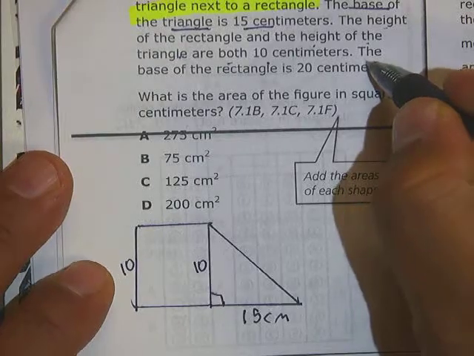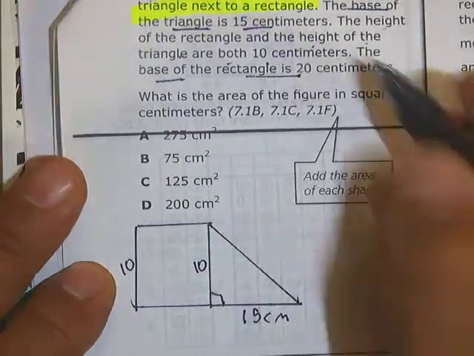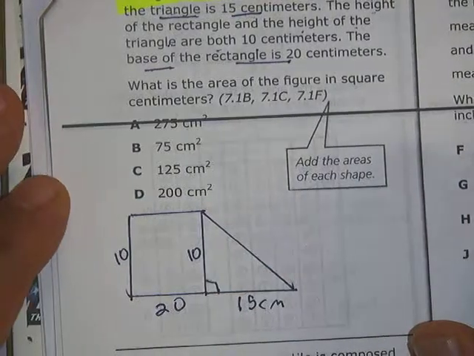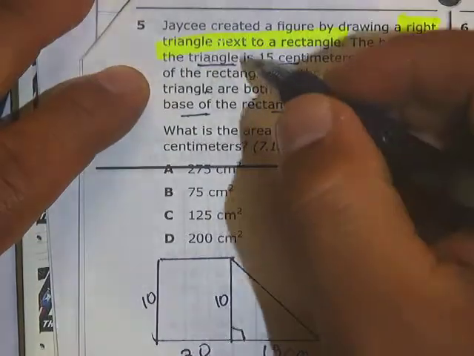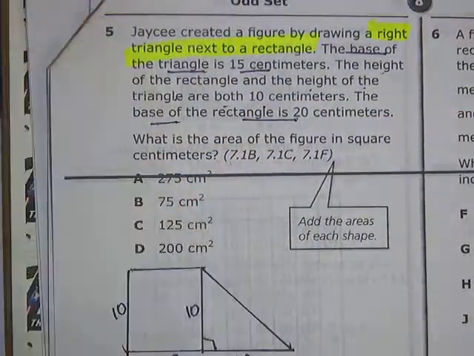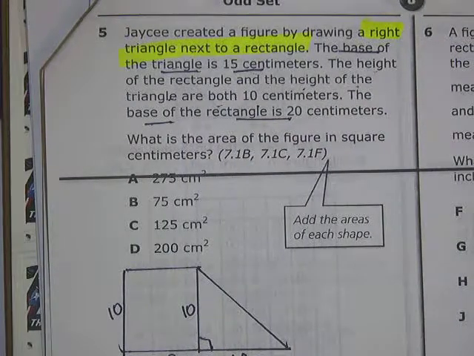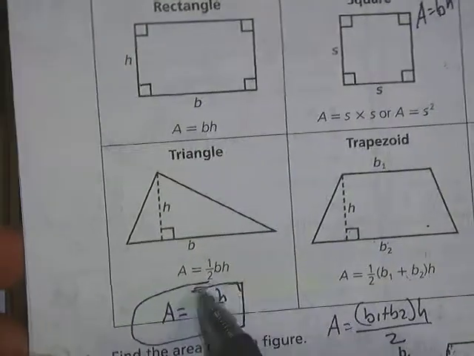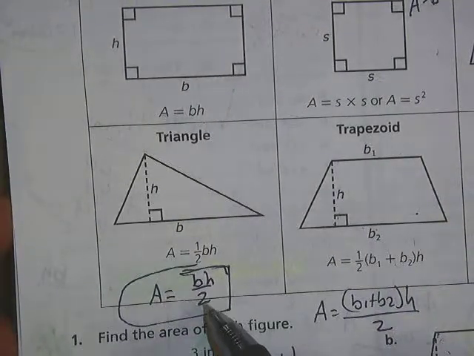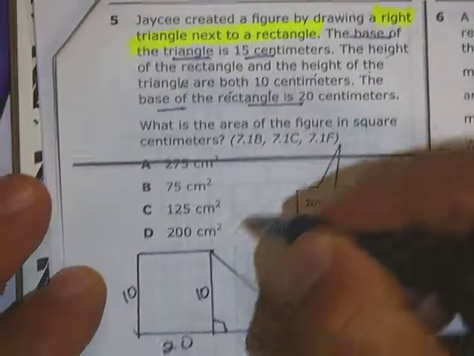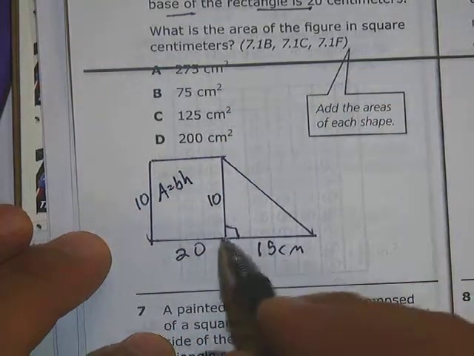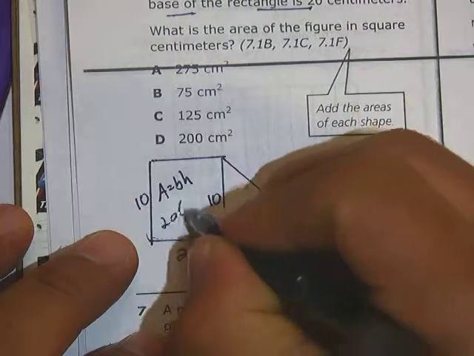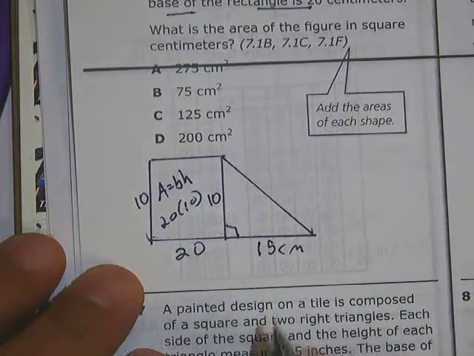And so now I look at the next sentence. The base of the rectangle is 20. So then I'm going to put here, this is 20. If I have a rectangle and a triangle, according to my formula, if I go to the front of the formula chart, it shows me this. A triangle is base times height divided by 2. A rectangle is just base times height. So for the rectangle, all I have to do is base times height, 20 times 10.